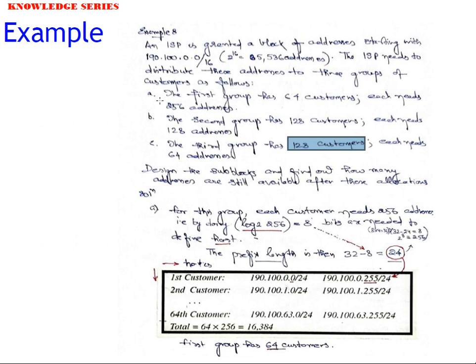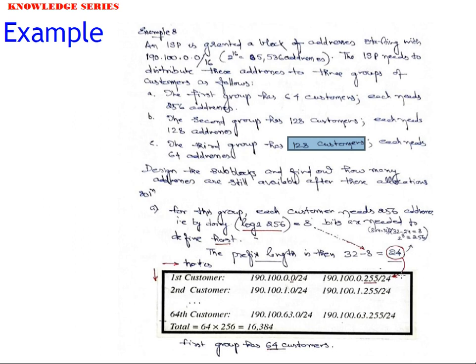Now the starting. First we are going with this one, 64 customers and 256. How many addresses are needed? 256. So log base 2 of 256 is 8 bits. So with this 8 bits we are going to find the prefix length. Prefix is nothing but this, or slash, as we term it. So prefix length is 32 minus 8, which is 24. So we have written 24 here.